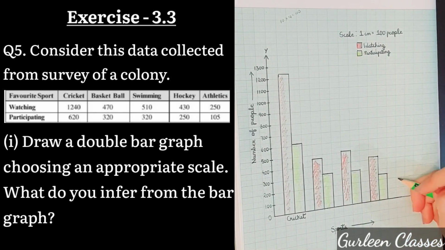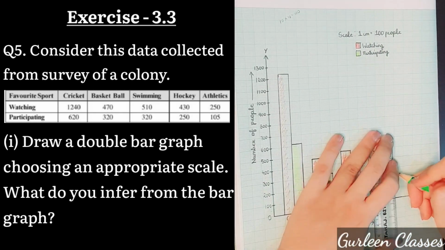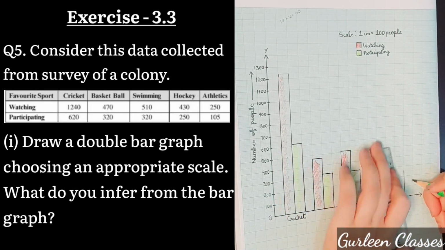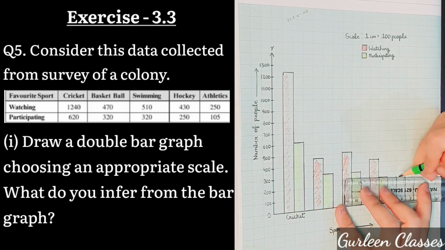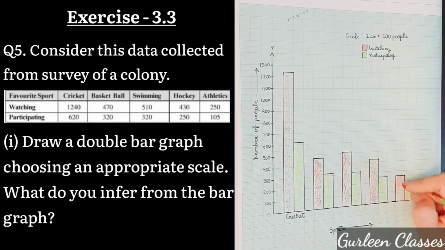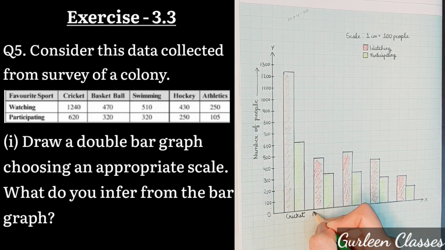Next game we have athletics. Athletics is 250. 250 again will lie between 200 and 300. Draw a line, and 105 participating. So 105 will lie between 100 and 200. Now we'll color watching red and participating yellow.